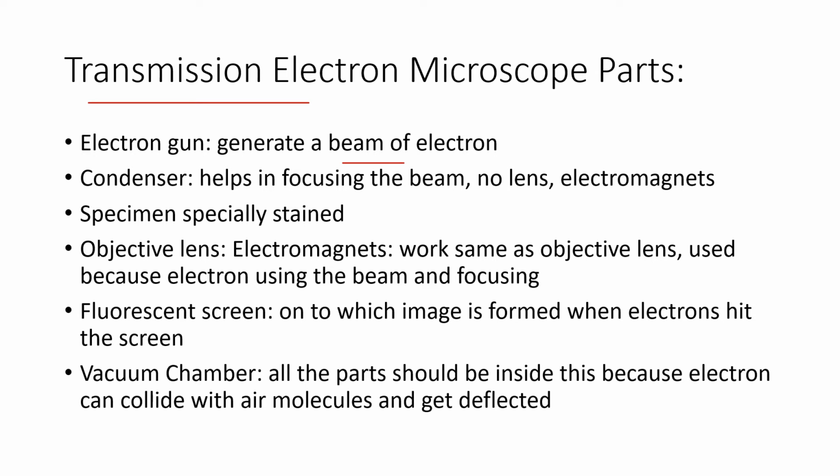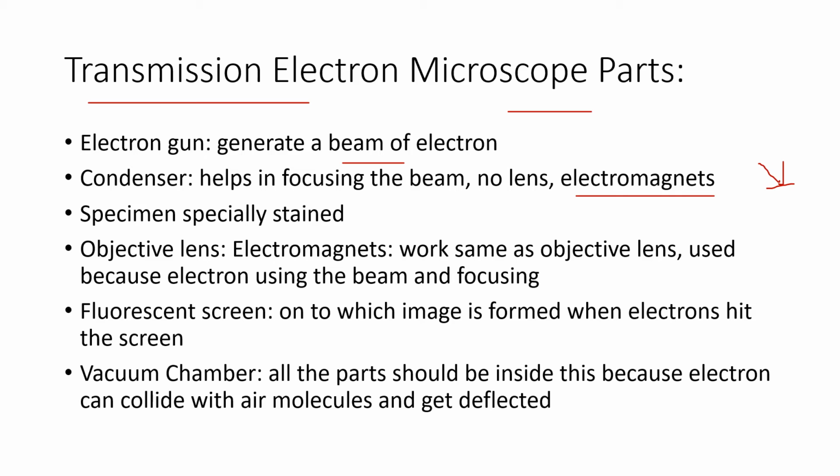So what we are using instead of condenser lenses are electromagnets as condensers. We are not using condenser lenses because electrons cannot pass through lenses. Again, the function is just the same, helping in focusing the beam. You know that when the electron gun produces a beam, it will be blunt. But what we want is a specific focused beam onto the specimen, and that is the function done by condensers, those electromagnets. These will be producing a focused beam onto the specimen.